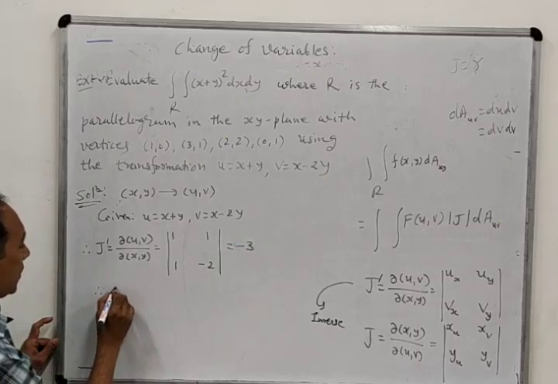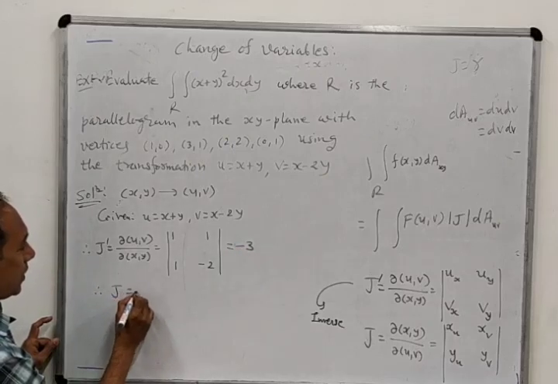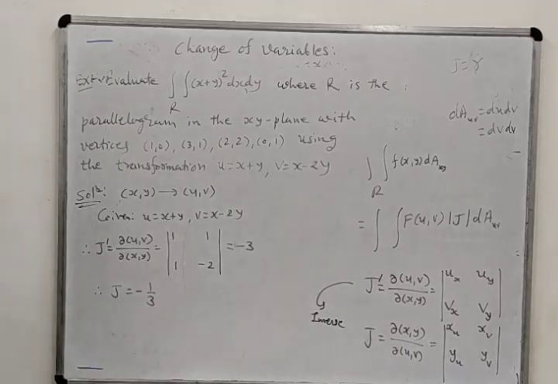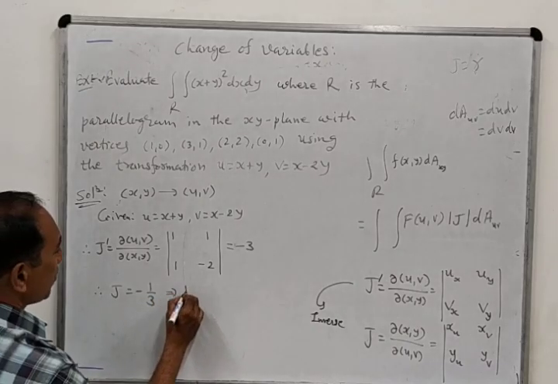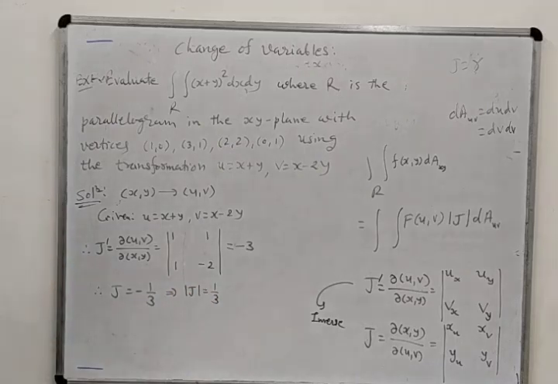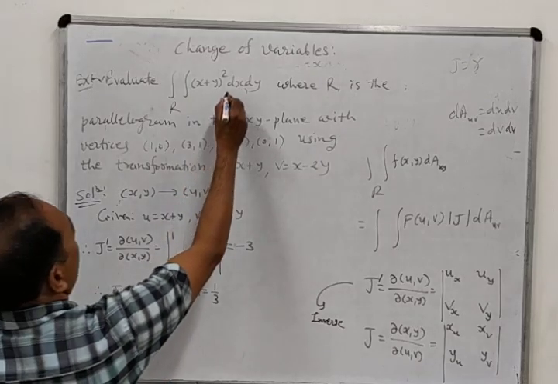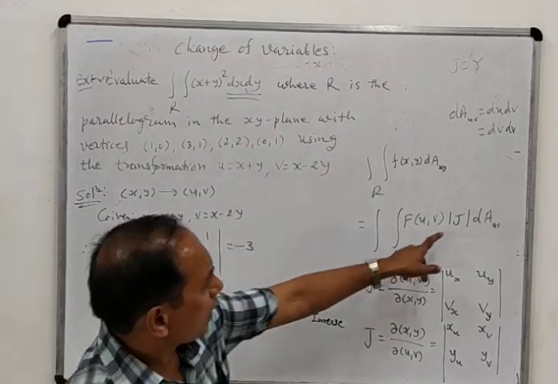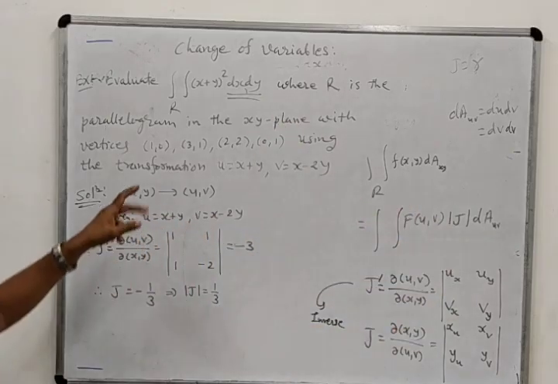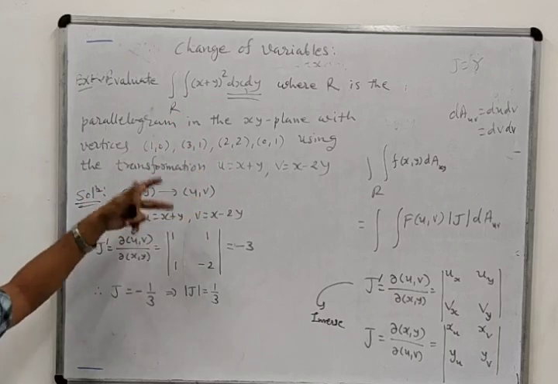And therefore J is what? J is 1 upon J dash, that means minus 1 upon 3. This implies that modulus J is 1 by 3. Okay. So we have obtained modulus J over here. dx dy is now du dv. But the function will also be converted in terms of u and v, that we will see.